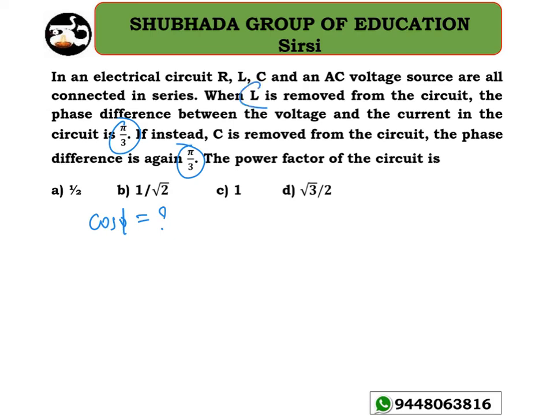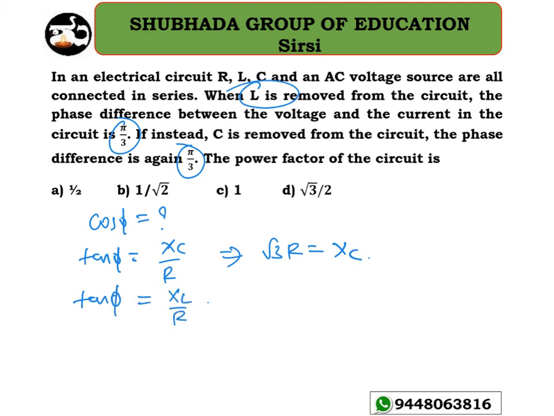See, when L is removed, this will become an RC circuit, correct? So in RC, tan phi is equal to, what is that for RC? This is XC divided by R, correct? So at that time, tan pi by 3 is root 3, so root 3 times R equals XC. Similarly for the RL circuit, this is XL divided by R. It implies tan phi is root 3, so root 3 times R must be equal to XL again, correct? XL must be equal to XC now.